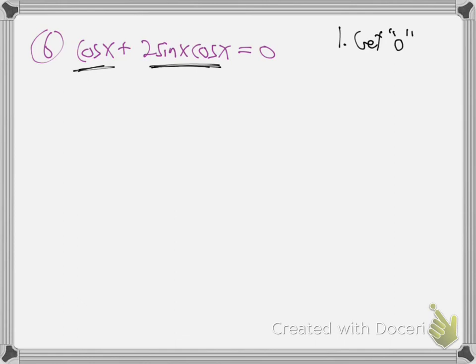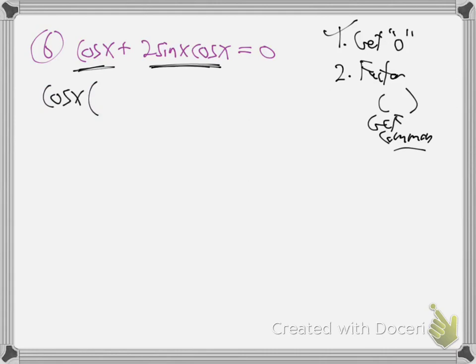So, generally, we're going to handle this problem like the other ones. Get a 0. It's already got a 0. Check. Done. Step 2, factor, which means what? Parenthesis, GCF, what's in common, that whole thing. So look at those 2 terms. What's in common? The cosine x. See how they both have a cosine x? So bring the cosine out and put on the inside whatever works.